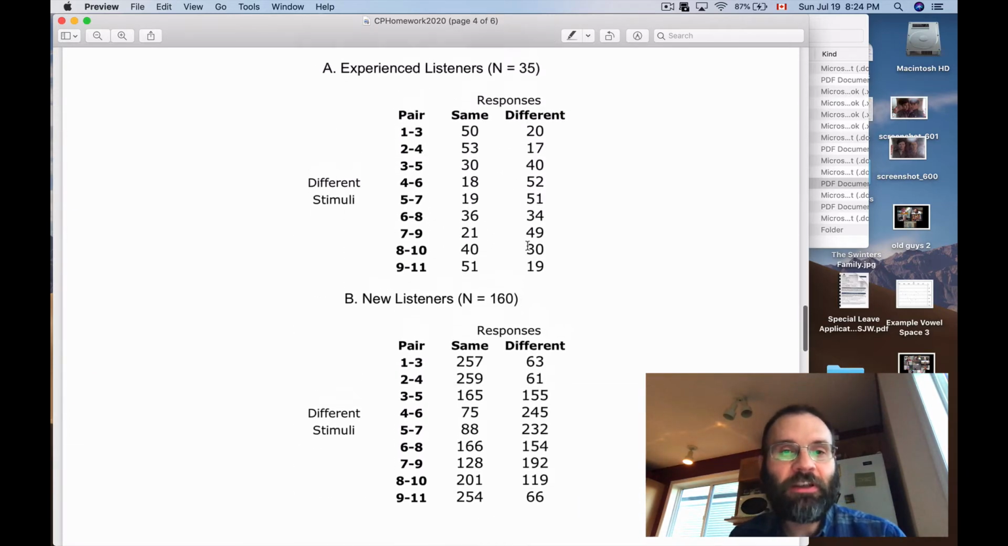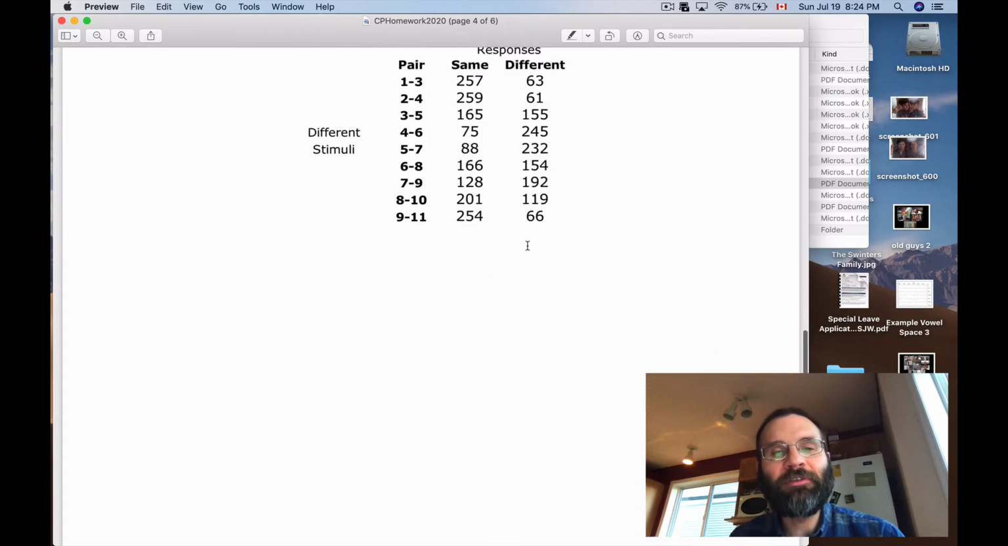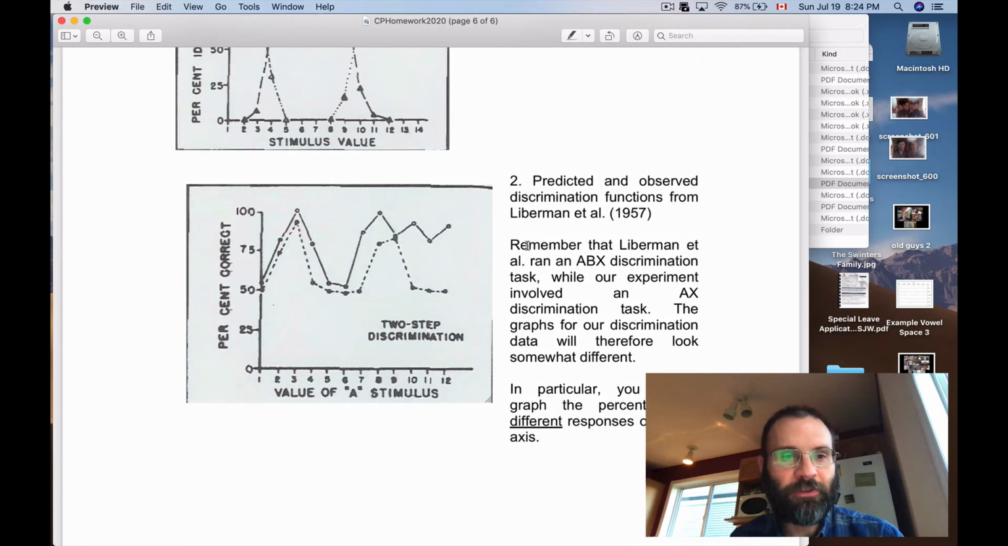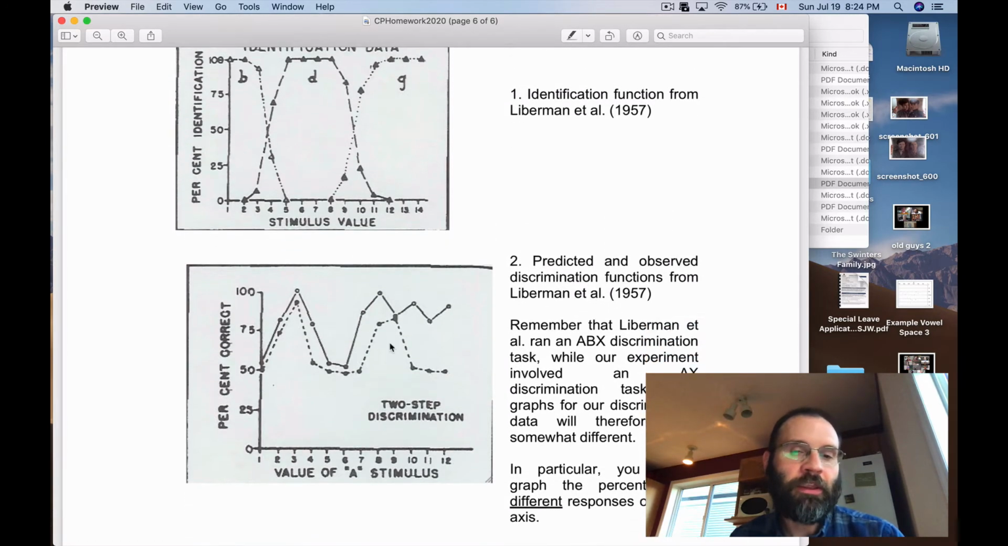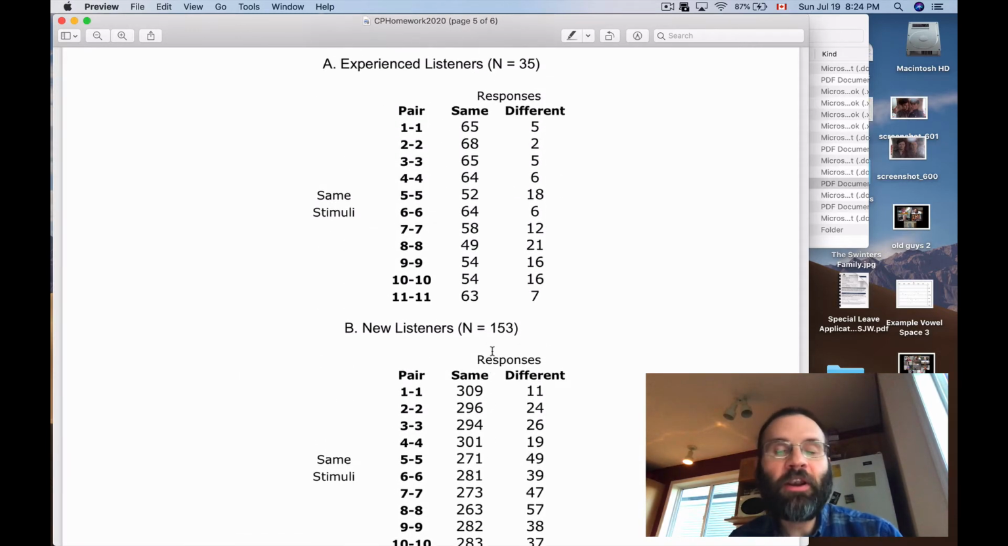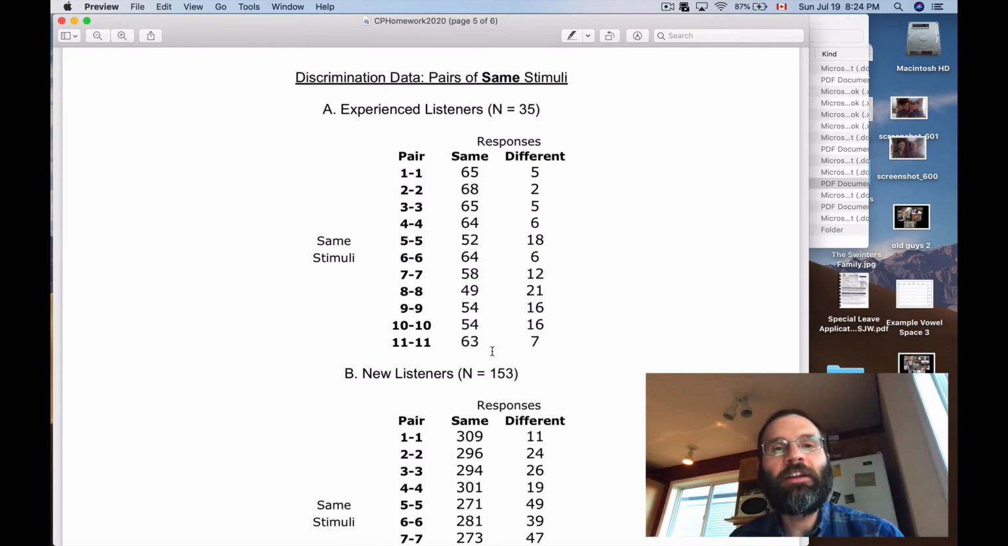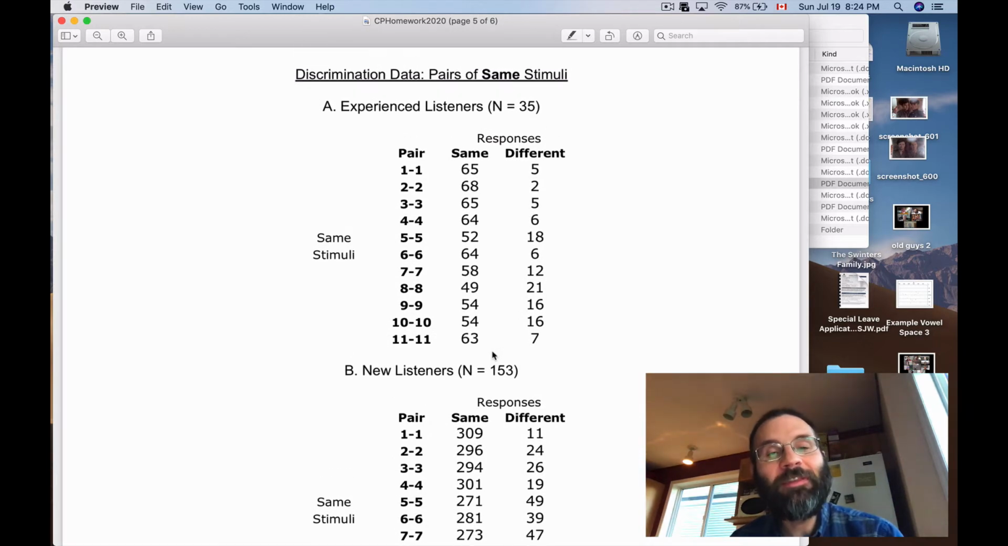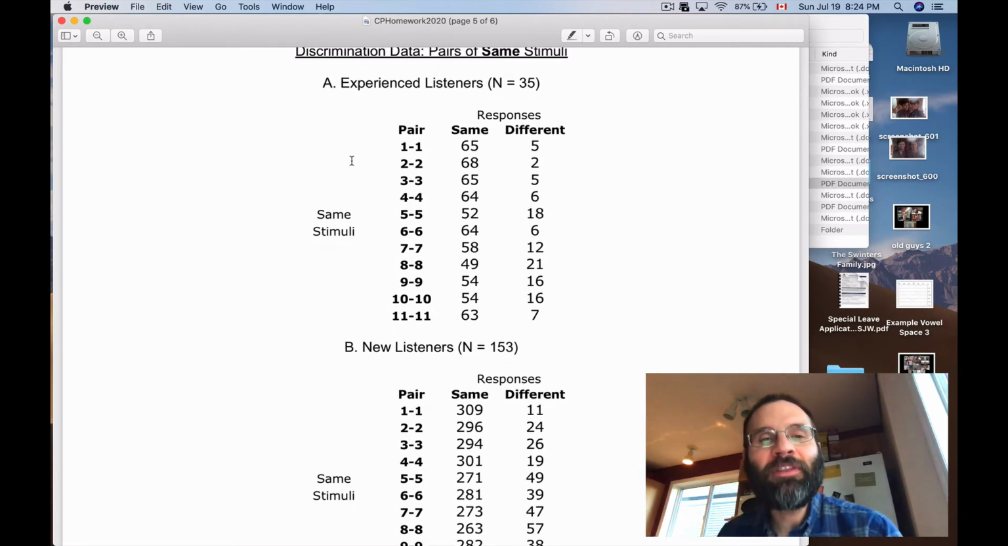So for the same reason, I don't want you to just look at the pairs of different stimuli. Like in the original graphs for the categorical perception experiment from Liberman et al. 1957, they just looked at the responses to the different pairs. I want you guys to take a look at the same pairs as well and see if you find anything kind of fun or interesting in them. So you'd expect these to all be same responses, right?